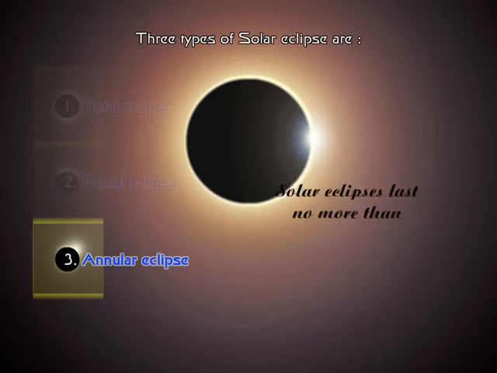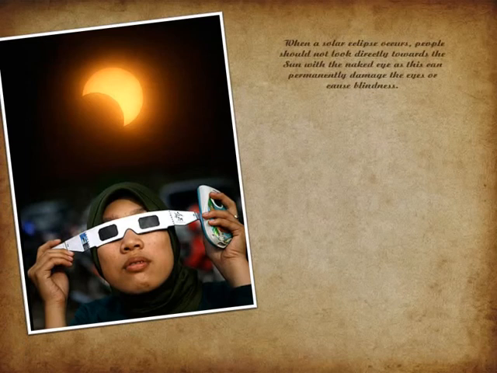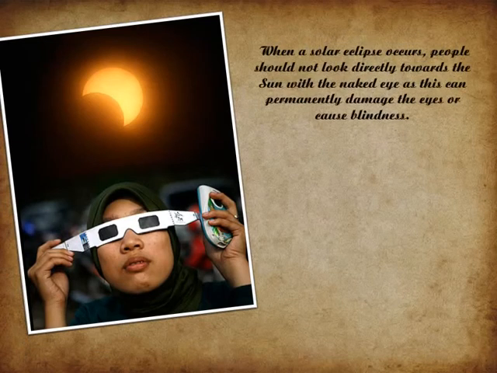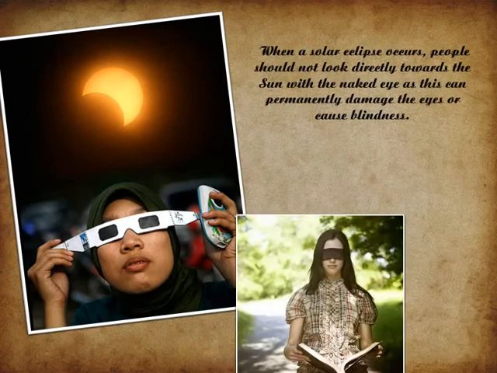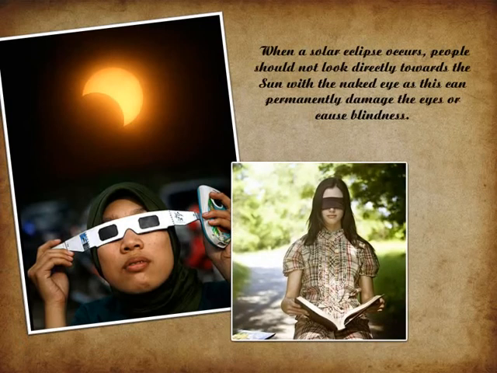Solar eclipses last no more than 7 minutes 40 seconds. When a solar eclipse occurs, people should not look directly towards the Sun with the naked eye, as this can permanently damage the eyes or cause blindness.